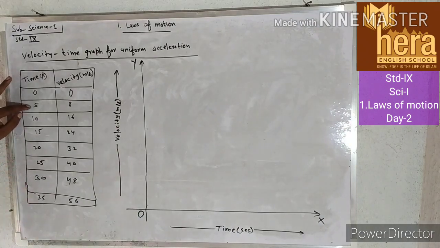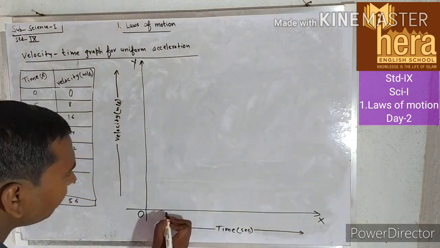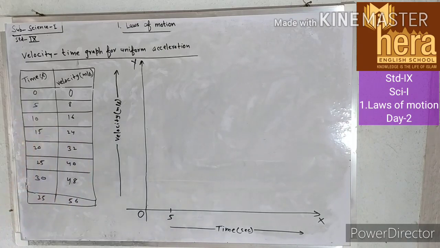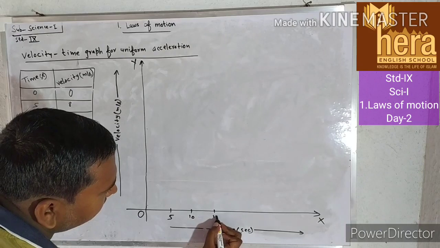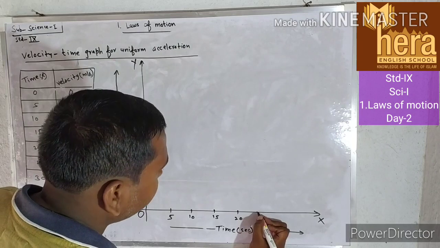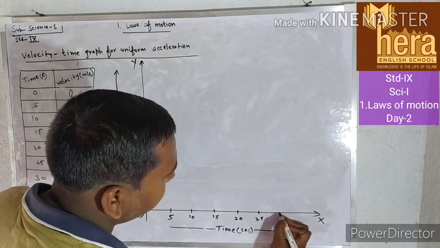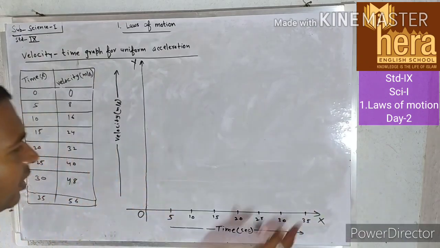Interval of time is 5 minus 0, 5 second. 10 minus 5, 5 second. 15 minus 10, 5 second. Similarly, 5 second, 5 second. It means we will take time interval of 5 second. Here is 5, here will be 10, 15, 20, 25, 30, 35, you can take 40 also, no problem.